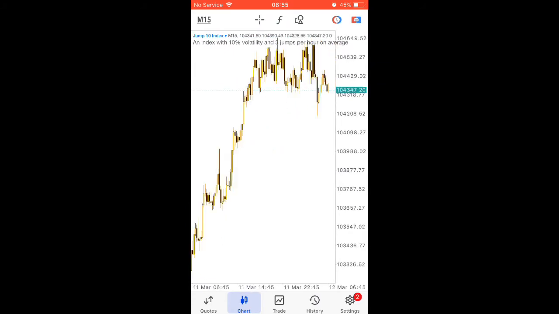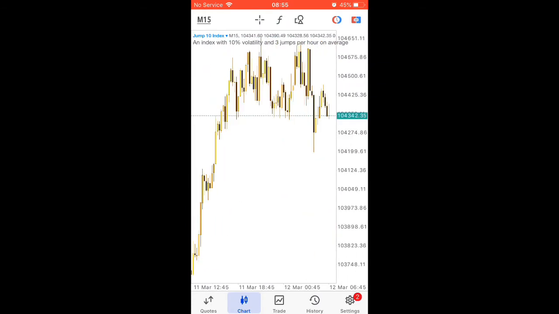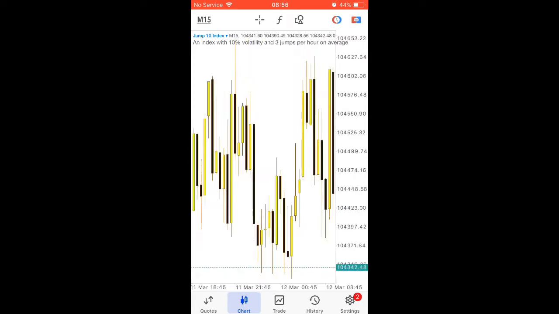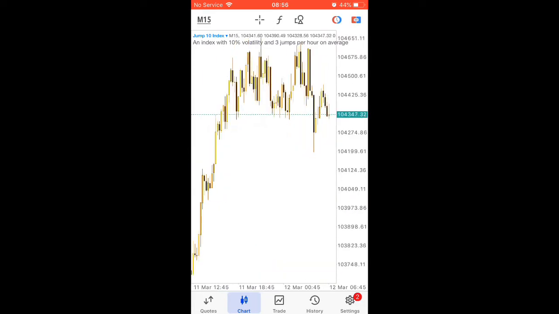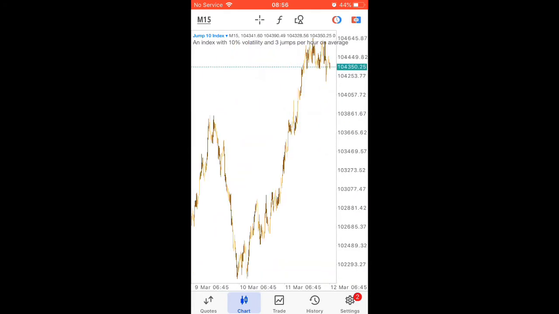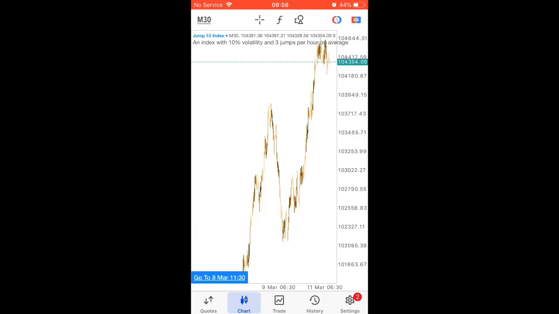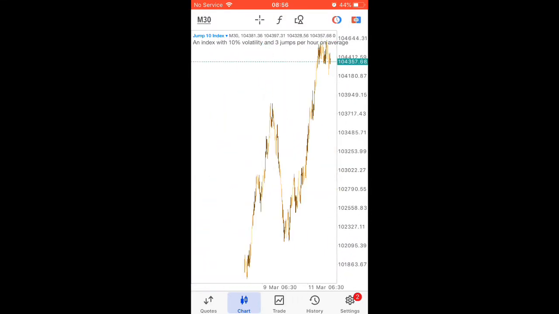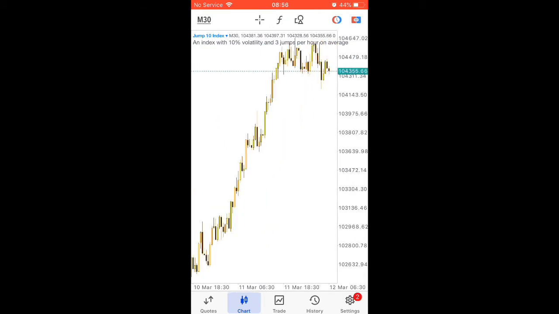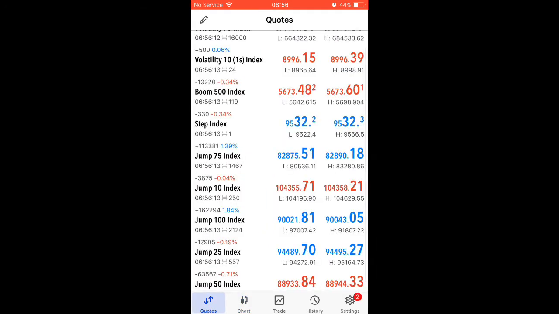These Deriv people, they're just combining things, basically making a game. An index with 10% volatility and jumps, and 3 jumps per hour on average. Yeah, it literally jumps. There's not much to it as of now. All I can tell you is that it is a tradable pair. It is very tradable. This is jump 10.